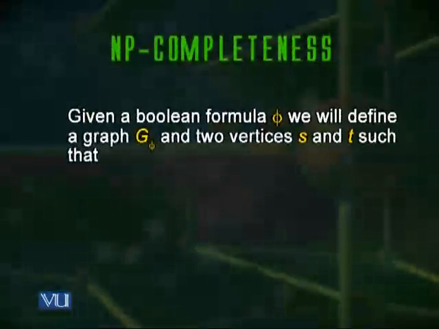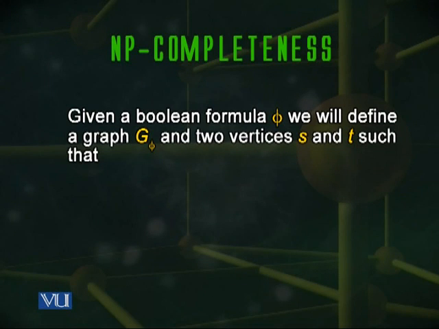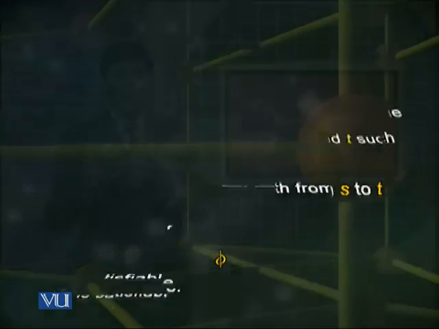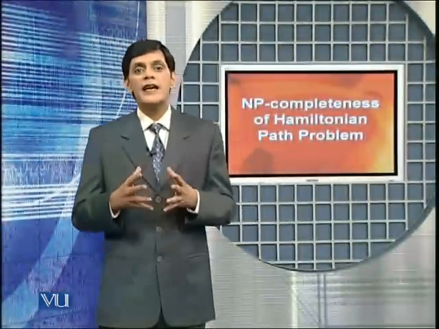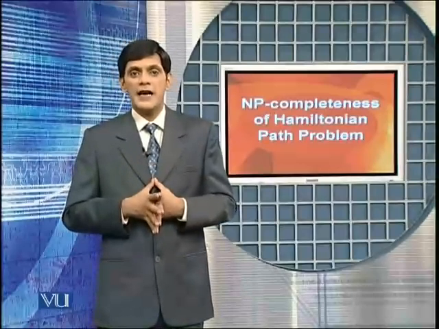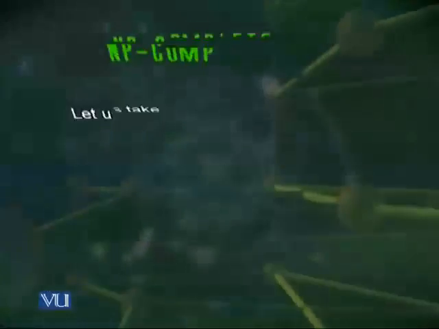So this is our goal, and our goal is going to be to come up with a definition of this graph G sub phi. Given a Boolean formula phi, we will define a graph G sub phi and two vertices S and T in this graph such that G sub phi has a Hamiltonian path from the vertex S to the vertex T if and only if the Boolean formula phi is satisfiable. Once we do that, it's going to be fairly obvious that G sub phi is computable from phi in polynomial time, and that would be our reducibility.